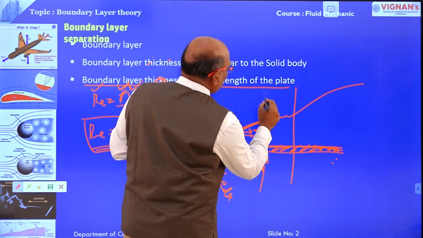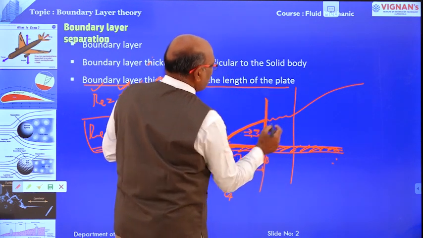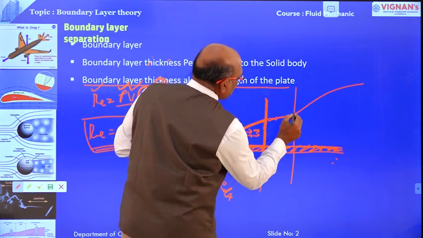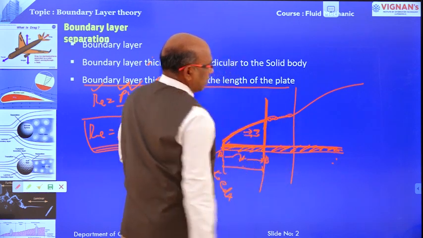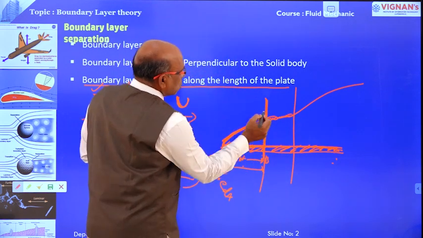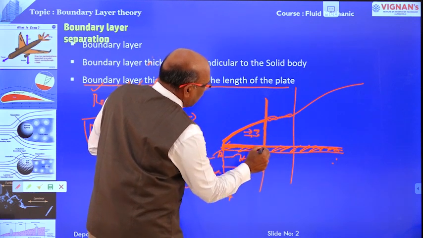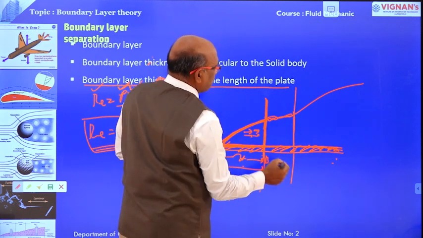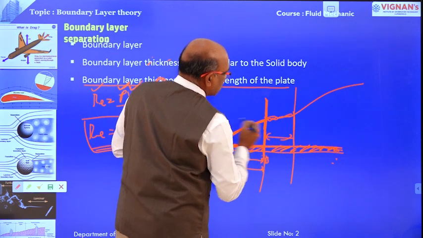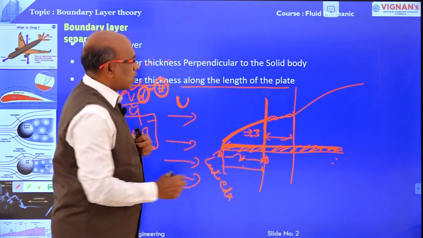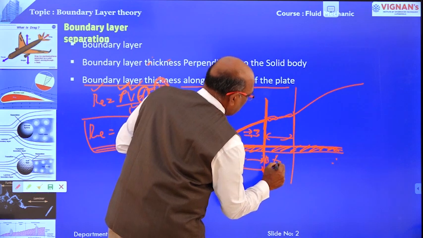After the laminar boundary layer, the flow is disturbed and irregular, and in this zone the flow changes from laminar to turbulent. This zone is known as the transition zone.